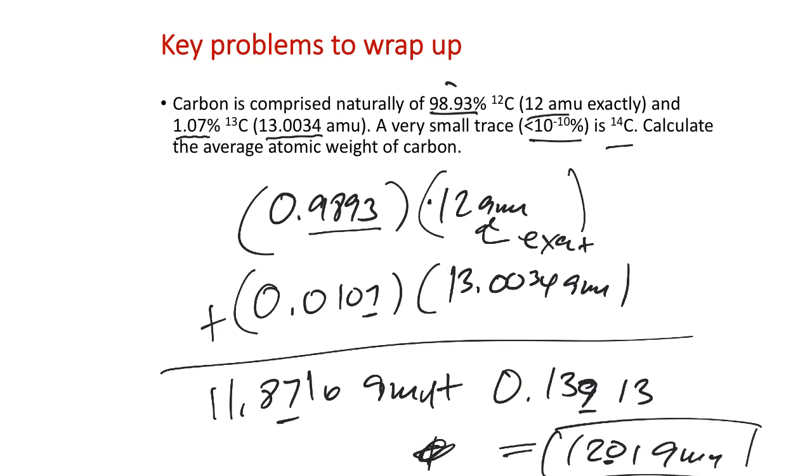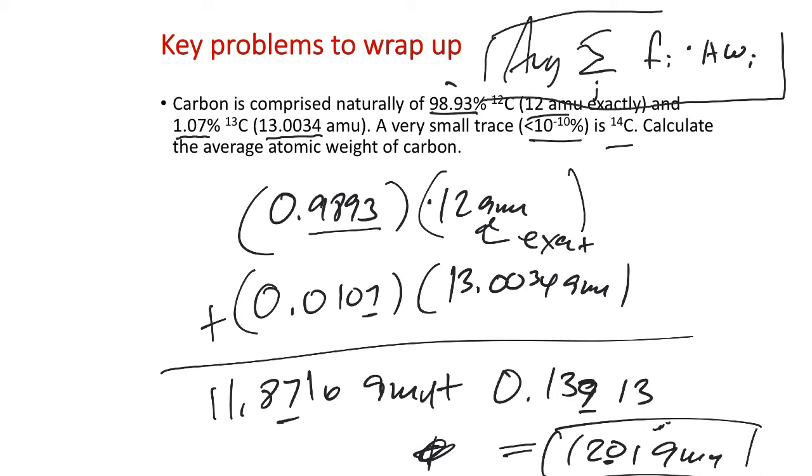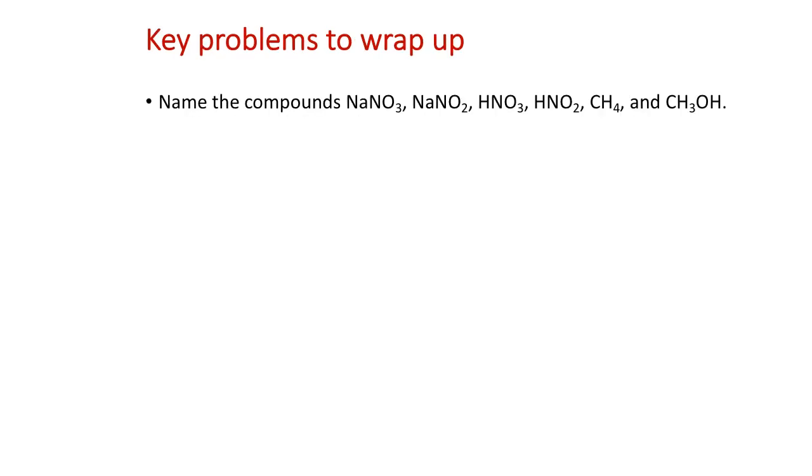If you go even more precise, you can get even greater precision to match what's listed on the periodic table. But a quick way of using the average atomic weight is just the sum of the fraction of a particular isotope times the atomic weight of that isotope, summed over all isotopes. So here's that expressed in a formula, in a slightly more useful way than the equation was written out earlier. Okay, then one last problem to wrap up.